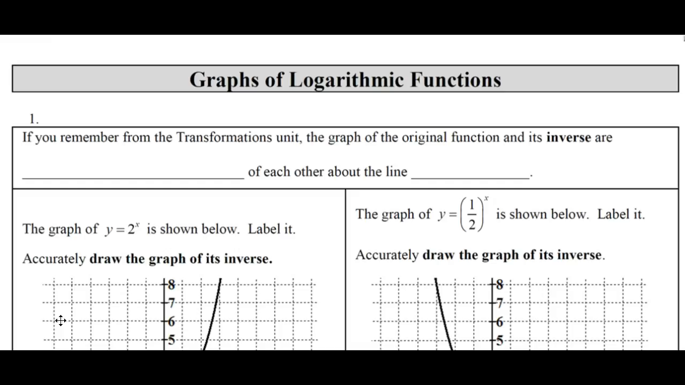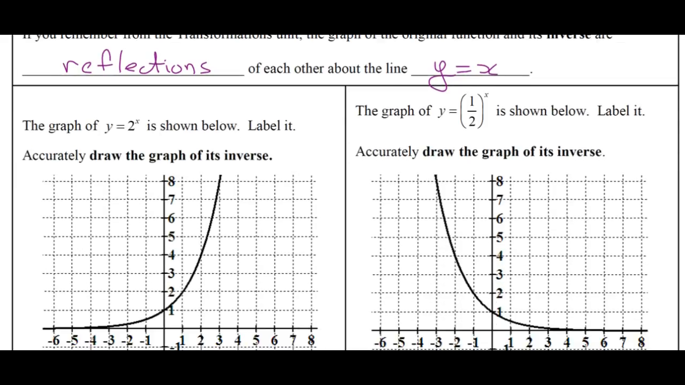All right, so if you remember from the transformations unit, the graph of the original function and its inverse are blank of each other about the line. So what are they? Reflections about the line y equals x. Reflections of each other about the line y equals x.